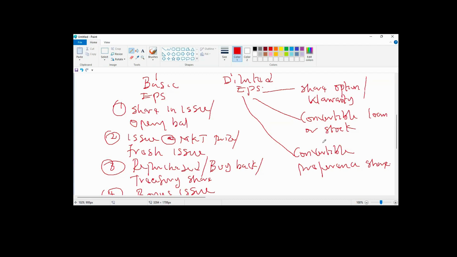But we also have shares non-ranking for dividend. We don't know, they can decide to test you. Shares non-ranking for dividend in the year it was issued, but it can affect it later on. So these are the things that can make it dilute.